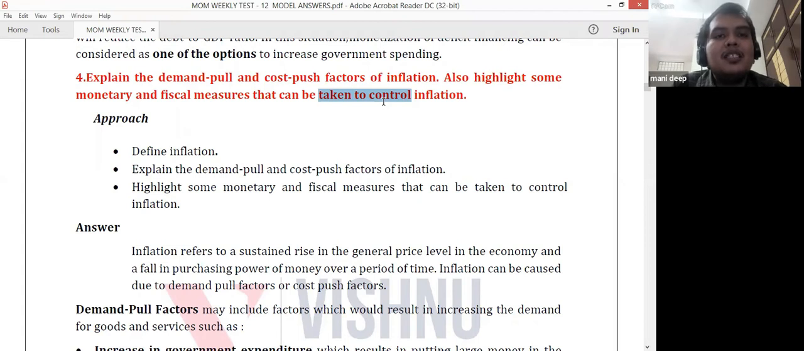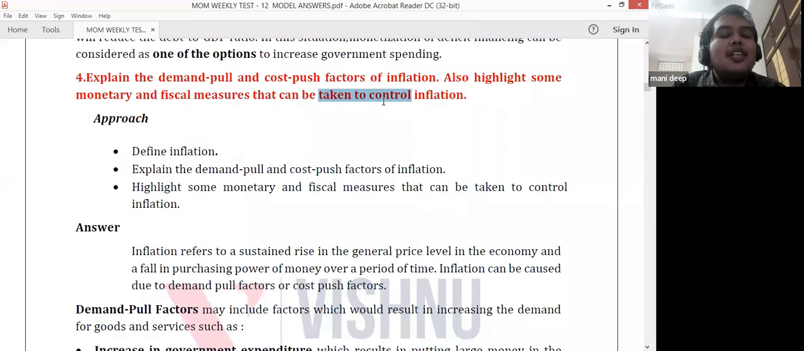Say for example, there is one ice cream and there are two people. Both of them have 10 rupees each. So both of them will bid only 10 rupees. But for example, if both of them have 500 each, then they can bid up to 500. So the price of the ice cream has gone from 10 rupees to 500 rupees because they have money to spend. So this is called demand pull inflation.